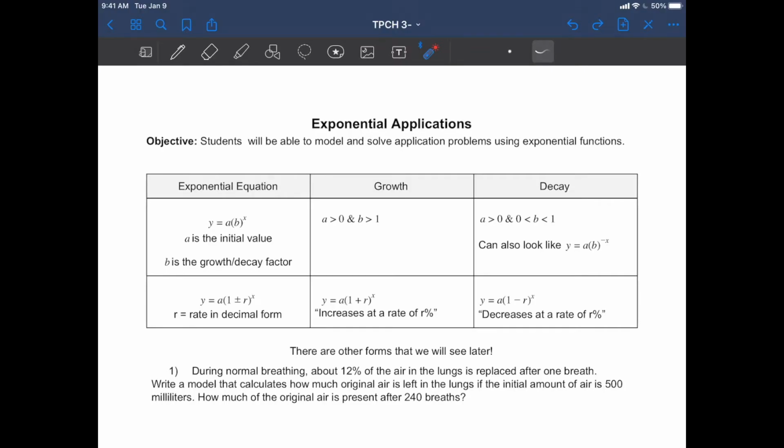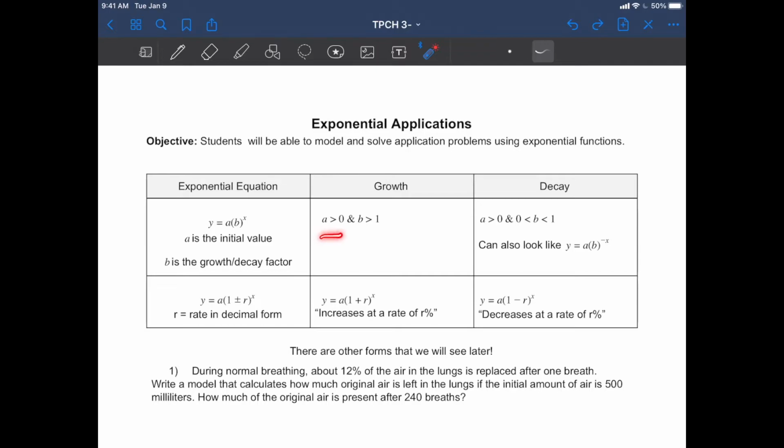All right, so financial applications are not the only type of applications for exponentials. Let's look at a few more. Students will be able to model and solve application problems using exponential functions. Here's an exponential equation, y equals a times b to the x, where a is the initial value and b is the growth factor or the decay factor. It also has other names like common ratio, multiplier, etc.